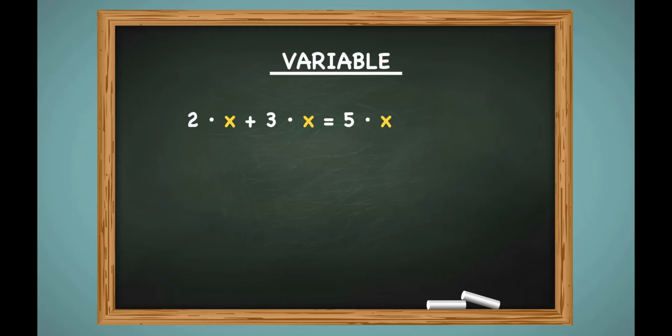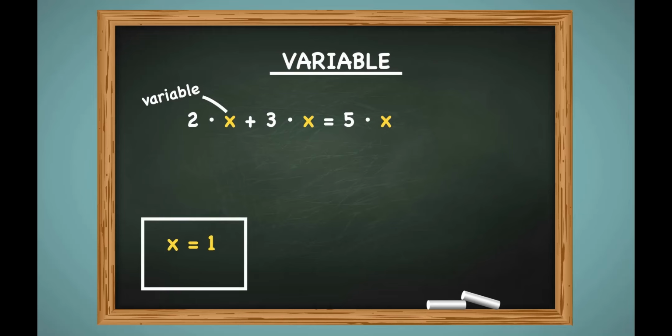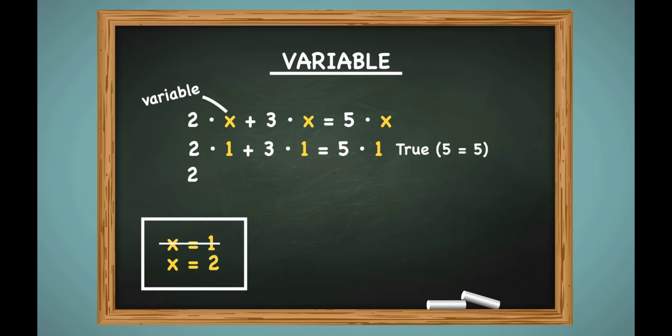What does this mean? The x is a variable. It represents a number. If we substitute any number for x, we have equality. For example, if we let x equals 1, then the equation reads 2 times 1 plus 3 times 1 equals 5 times 1, which is clearly true. If we let x equals 2, then the equation reads 2 times 2 plus 3 times 2 equals 5 times 2, which is also true. It would be 4 plus 6 equals 10.